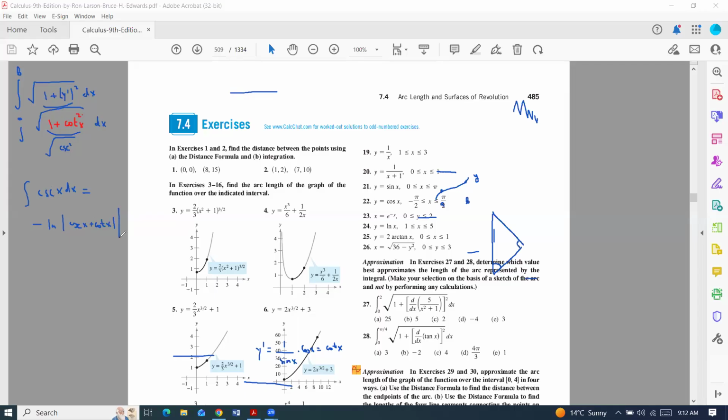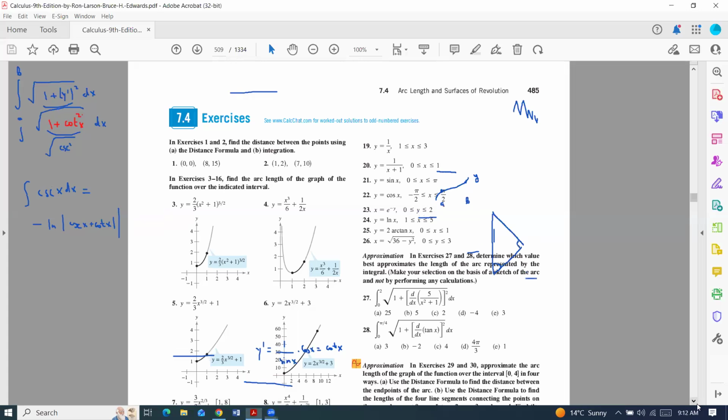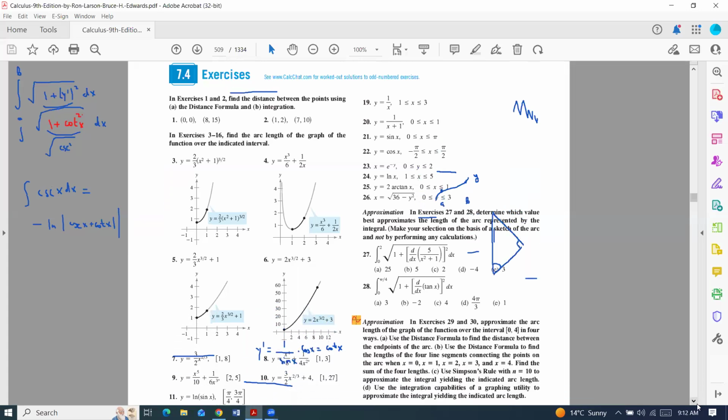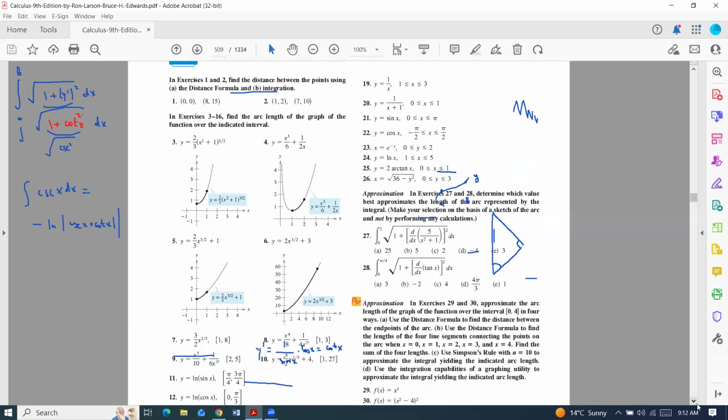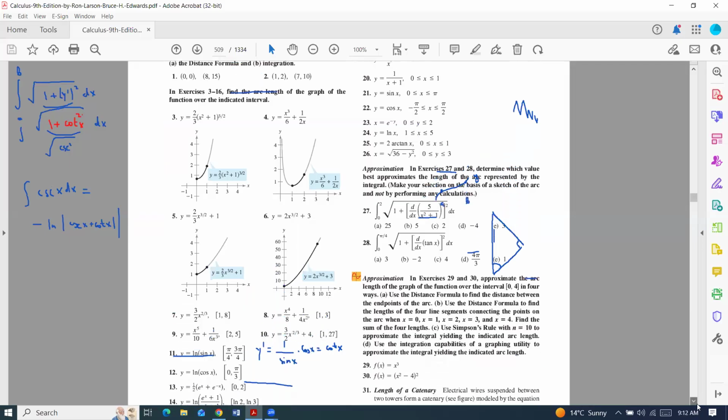And now I can put in my limits of integration that they wisely provided me with. Pi over 4 to 3 pi over 4. Okay, that's great. So now we're going to put them in.